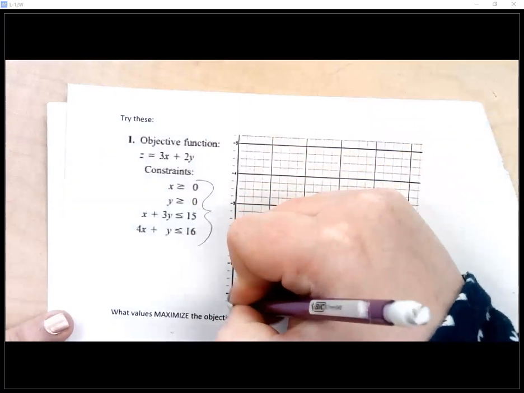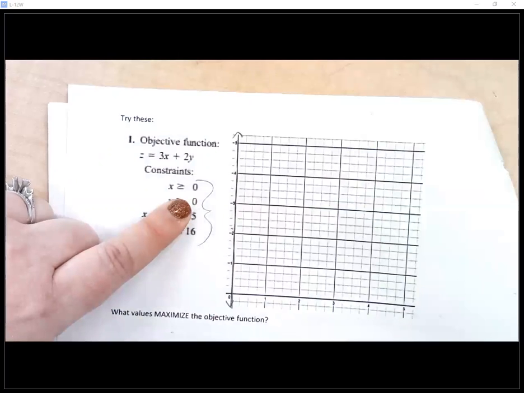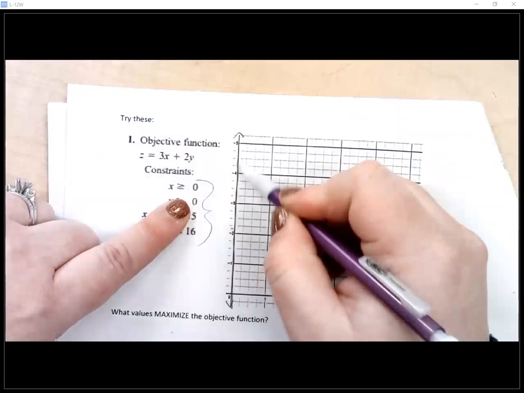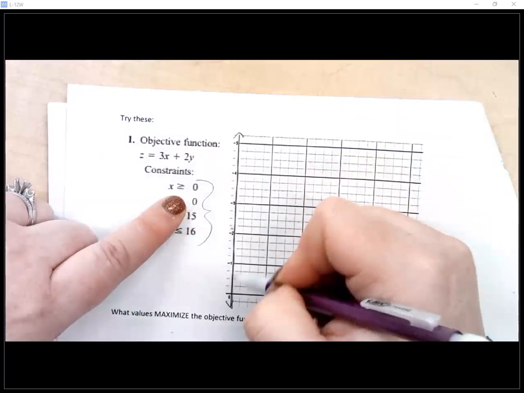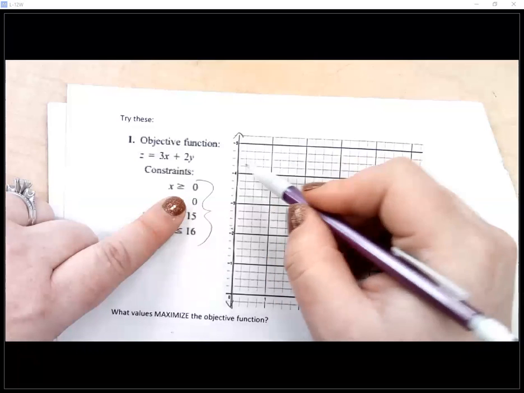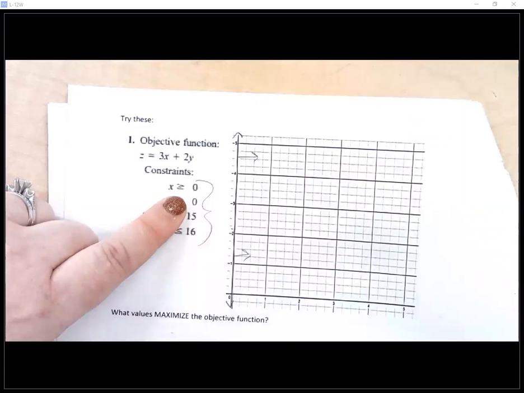Wait, by the way, just if you're confused about this, if x has to be greater than or equal to 0, that's this line, right? Here's the line x equals 0. If x has to be greater than that, which way am I shading? To the left or to the right? To the right. Right? Because I don't have an up or down if it's a vertical line.